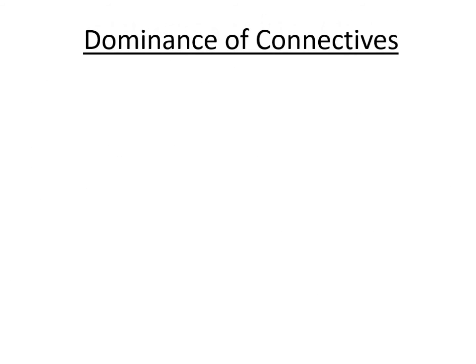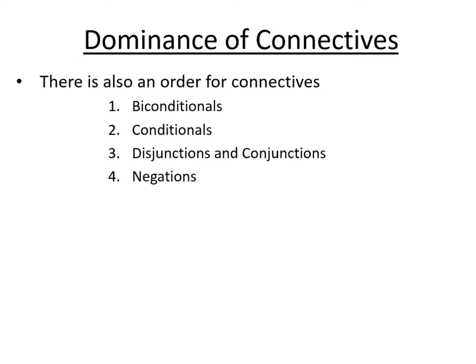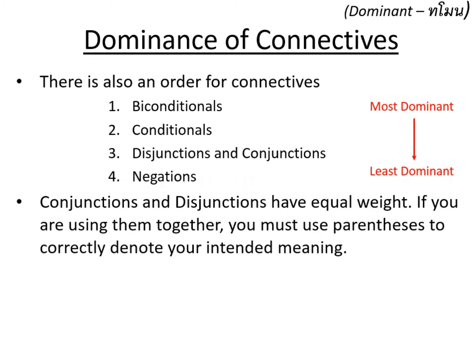So now we know how to use brackets on their own, but there is also an order for the dominance of connectives anyway. In any normal case where there are no brackets, the biconditional will be the most dominant connective. Following that, the conditional will be the next most dominant connective. After that come disjunctions and conjunctions, and then finally negations. So the most dominant is the biconditional and the least dominant is the negation.